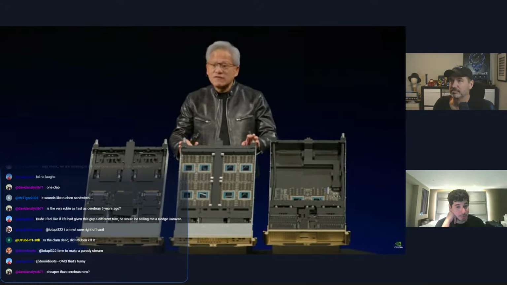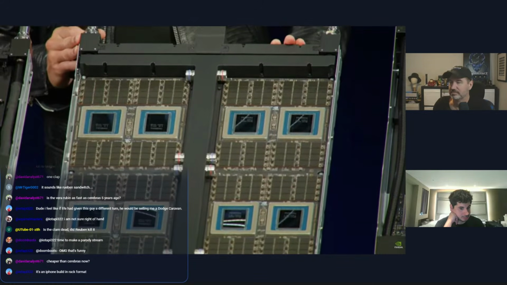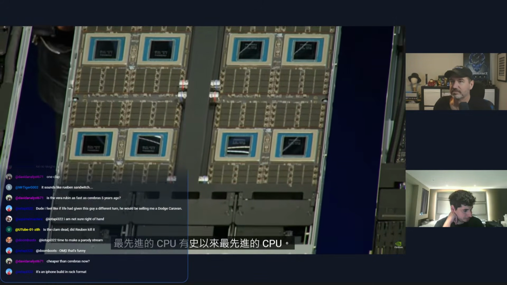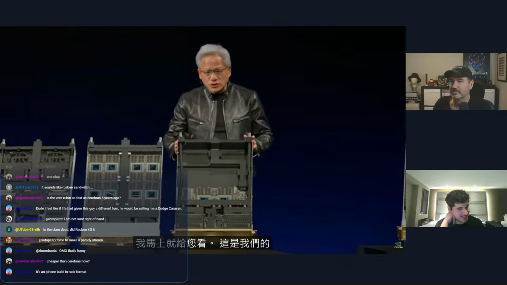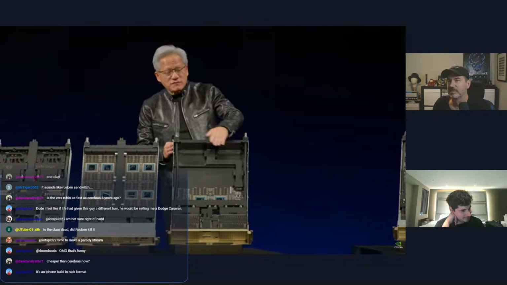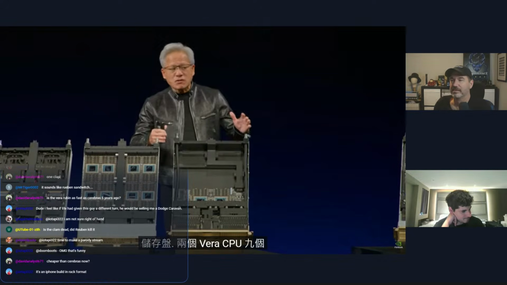This is our Vera CPU tray. You remember we were talking about how hard it would be to set it up? It's the most advanced CPUs that has ever been built. I'm going to show you that in just a second. And this is our RTX storage tray. 6000, baby. 2 Vera CPUs, 4 CX9, incredible amounts of software.